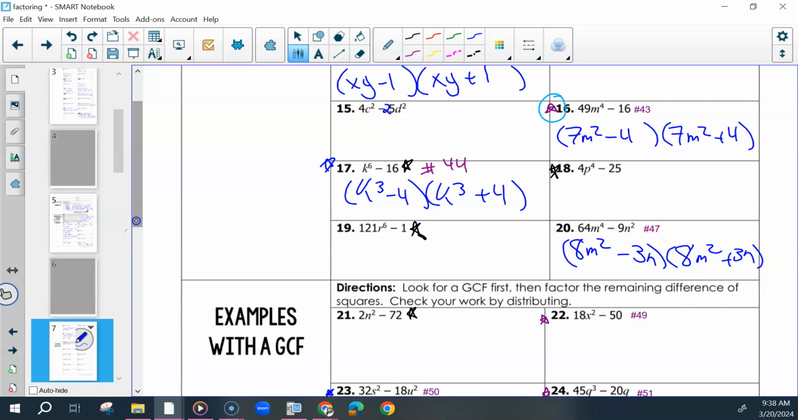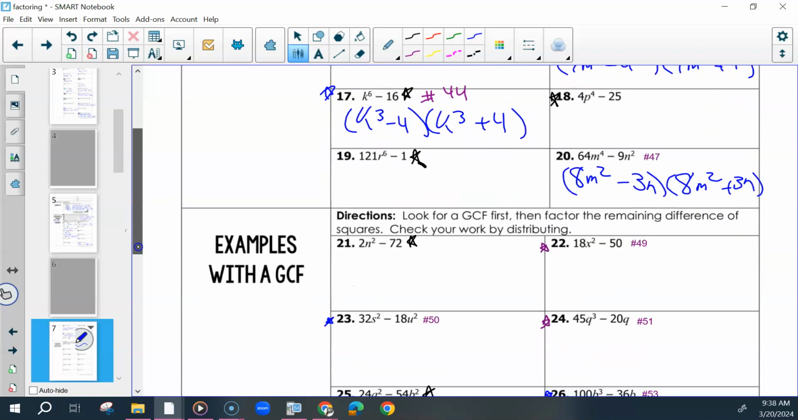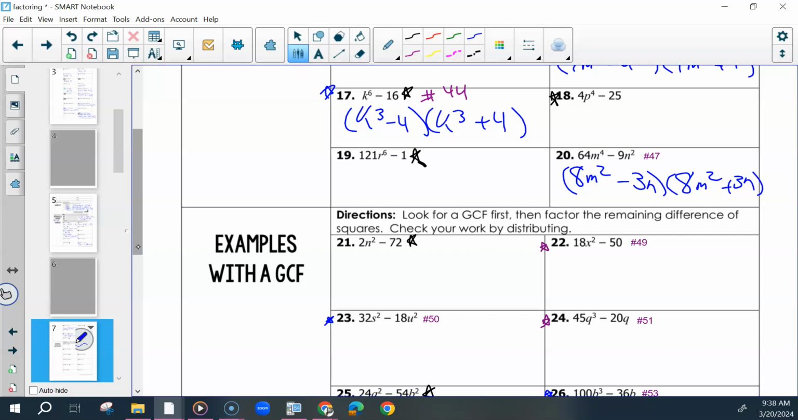Okay. In the bottom section, when you have two terms, one of three things can happen. You could have just a GCF, you could have just difference of squares, or you could have a combination of both. Always check for a GCF first, because that'll tell you if you need to look at a different method.